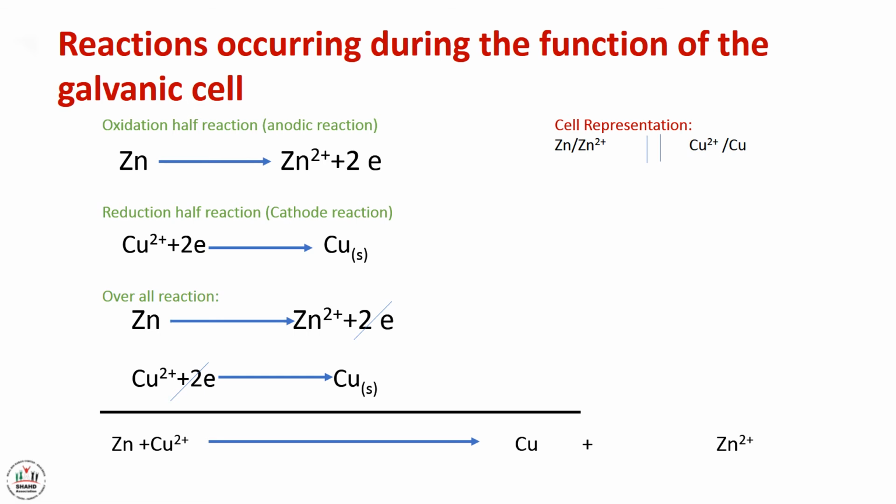Cu2+ slash Cu. We have another notation for the cell representation, and we write it like this: Zn slash Zn2+, and we write the words as they are, salt bridge. Then we write for the copper Cu2+ slash Cu.